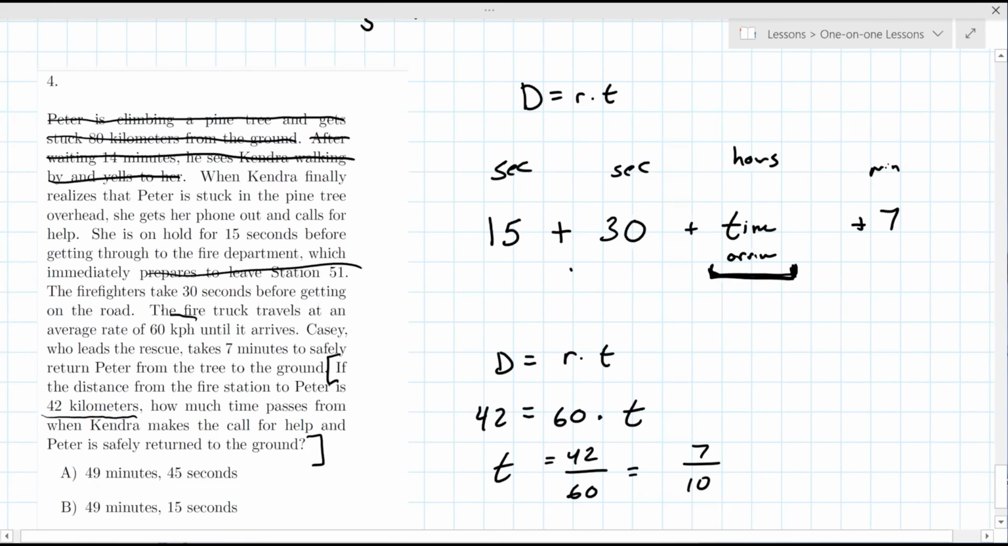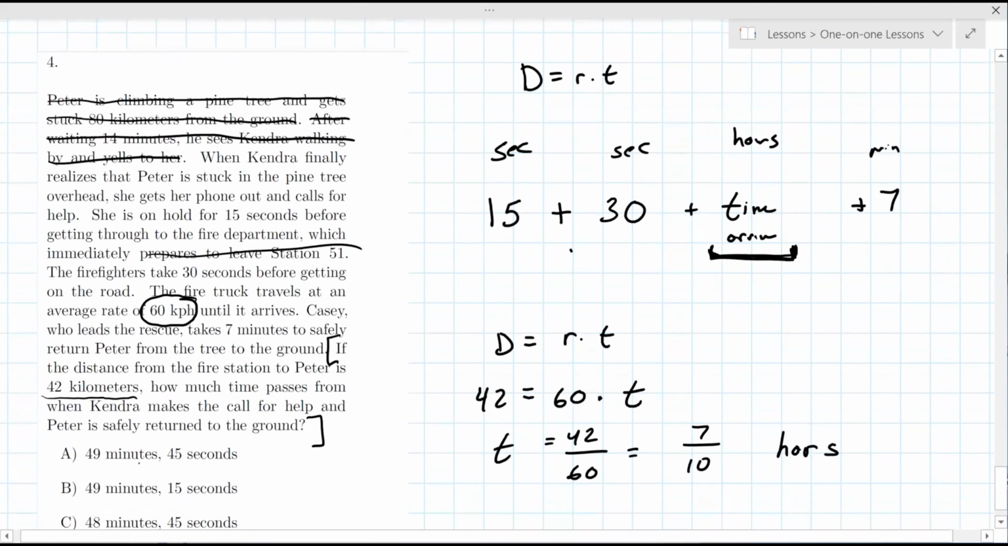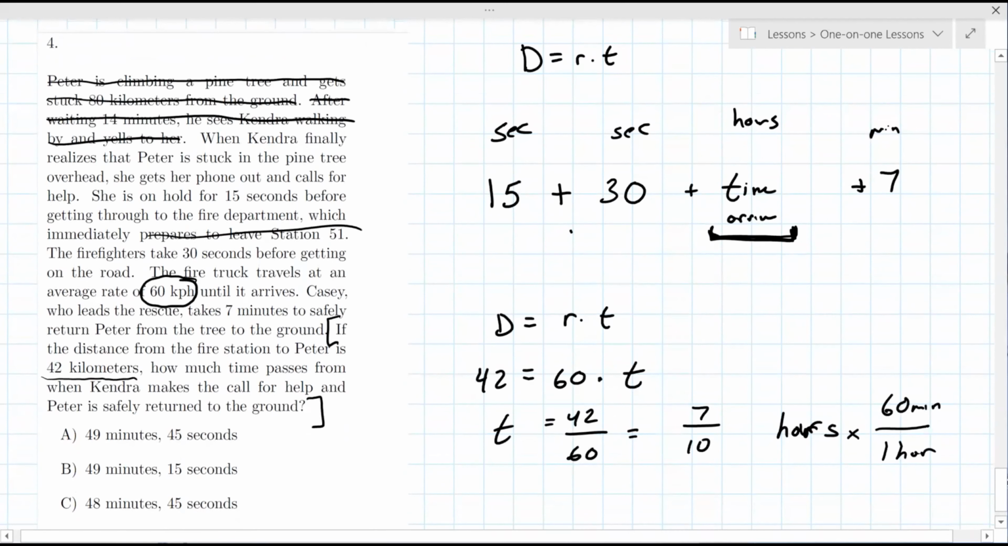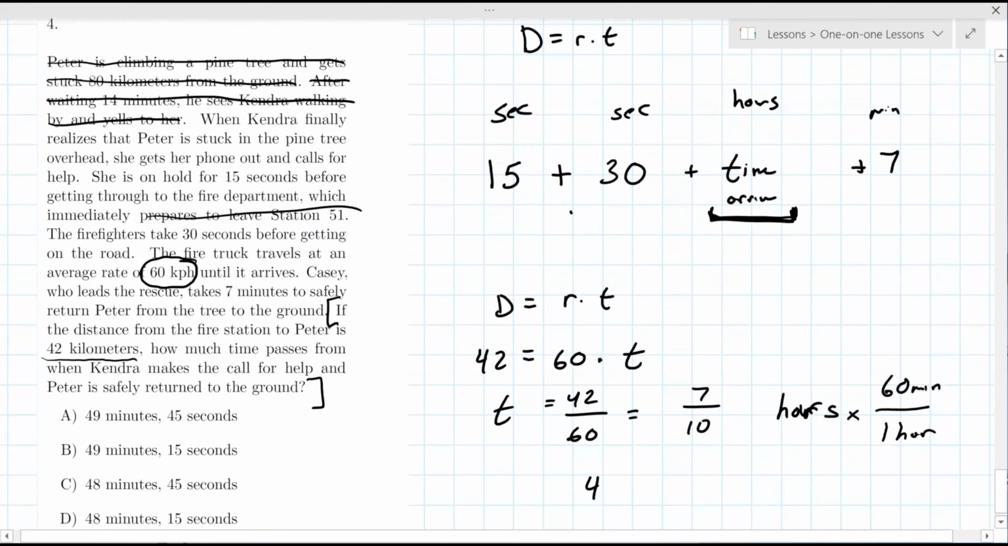What are the units of the rate? Kilometers per hour. So the rate is kilometers per hour, so this time is in hours. But our answers are in minutes. So how do we convert from hours to minutes? Well, in 1 hour, there are 60 minutes. Maybe it looks bad, but 60 goes into 10 6 times, so it takes 42 minutes to get there.